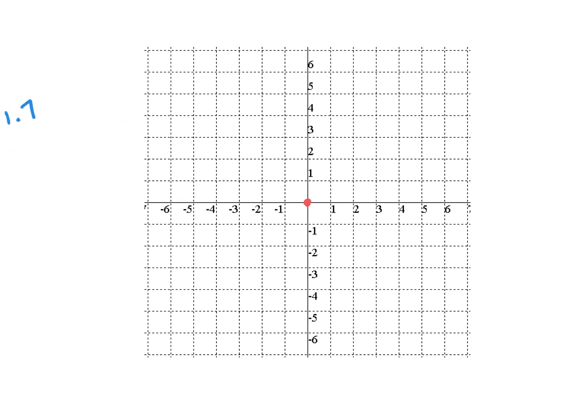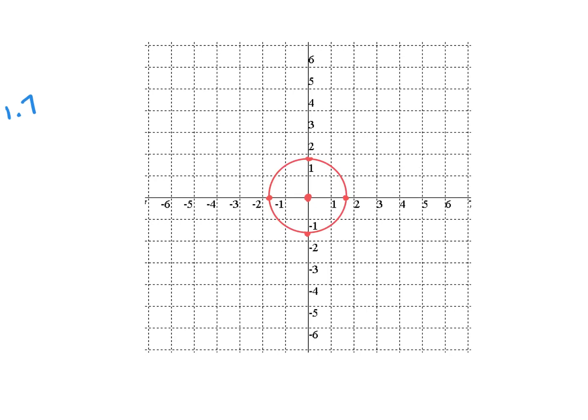In our graph, you plot your radius, going 1.7 units to the right, to the left, up, and down. We're just going to plot 4 points on the circle, horizontally and vertically, because we can count 1.7 units to the right, 1.7 units to the left, 1.7 units up, and 1.7 units down. And then our circle is just going to go through those outer points with that center in the middle. And there we have our circle.